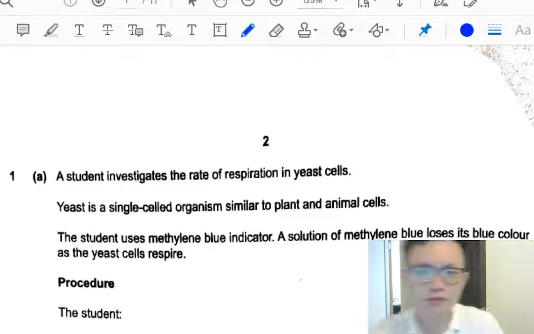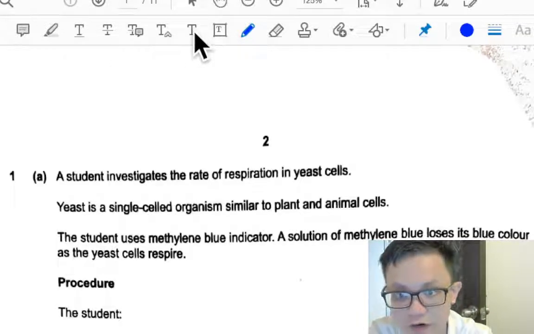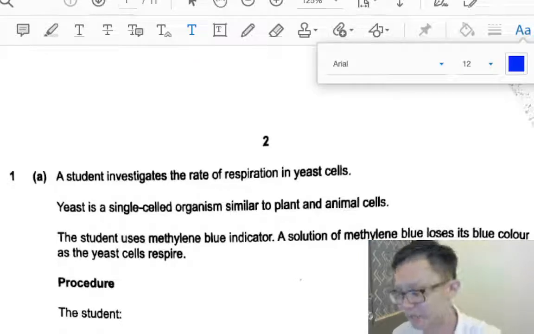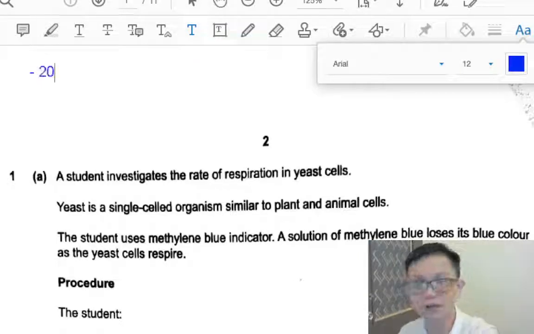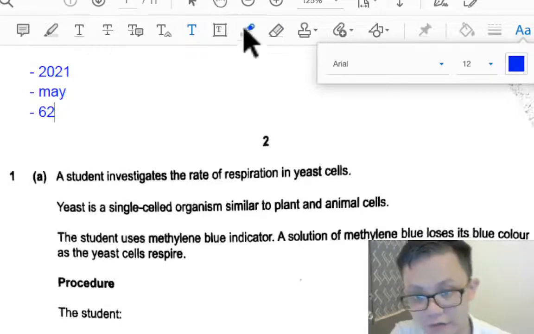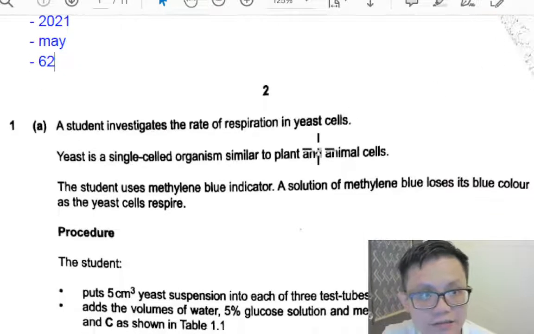So, hello students, today we are going to do some revision for science. Okay, so this is the 2021 May paper, variant 62. Okay, let's dive into our first question. Let's look at this question.